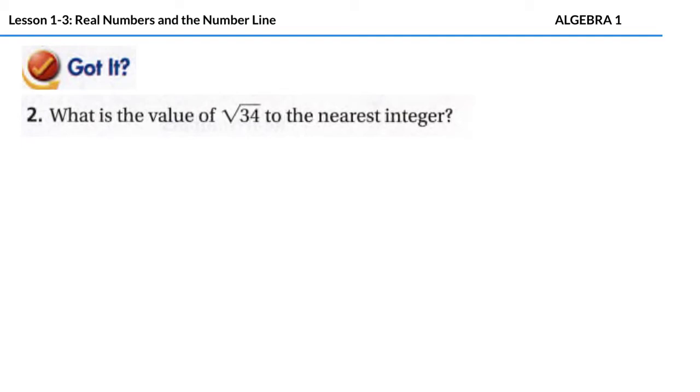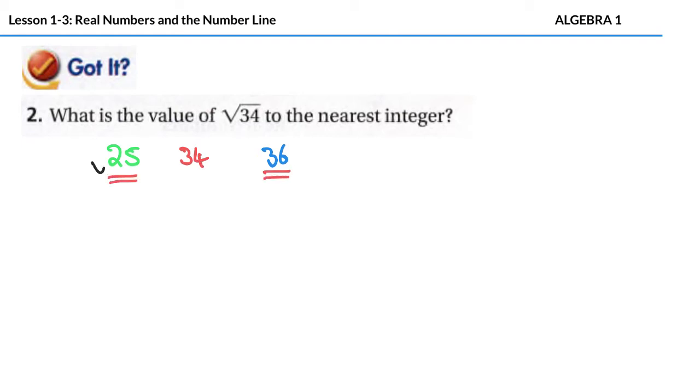What is the value of the square root of 34 to the nearest integer? So how do we go about it? Let us figure out the two perfect squares that are closest to 34. So 25 and 36. Why? Because 5 squared is 25 and 6 squared is 36, and 34 lies between these two perfect squares.